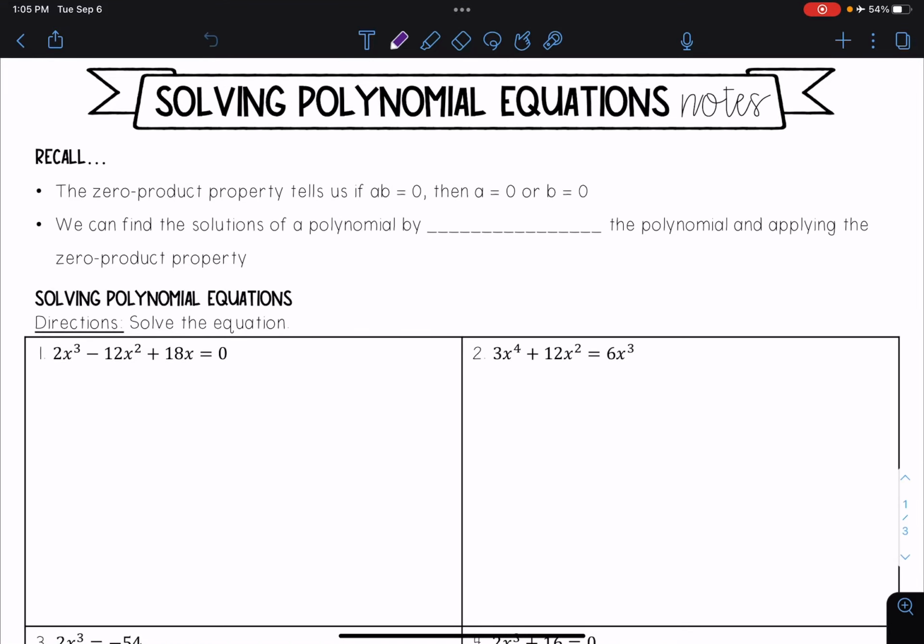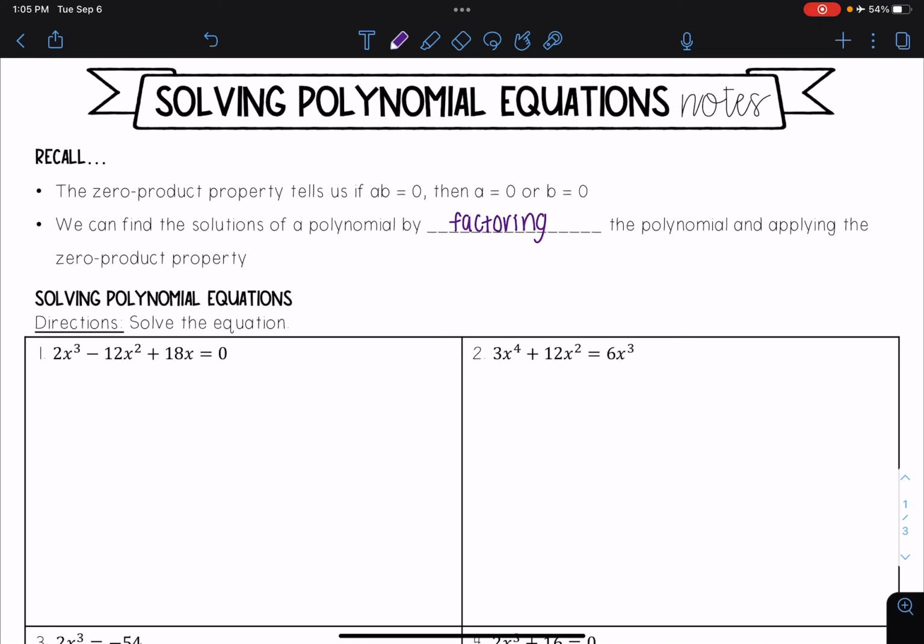Hello everyone, today we're talking about solving polynomial equations. So if you recall, we can use the zero product property and it tells us that if AB equals 0, then either A equals 0 or B equals 0. And this is the same case if we had multiple numbers together. So if ABC equals 0, then that would mean A equals 0, B equals 0, or C is equal to 0. So we can find the solutions of a polynomial by factoring the polynomial and applying the zero product property.